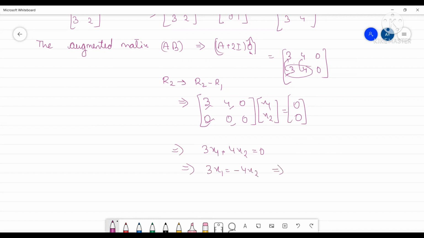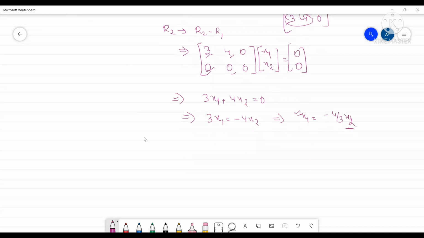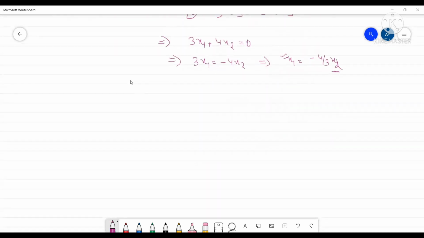From this one, what is x1? x1 is equals to minus 4 by 3 into x2. Okay, so now we got x1. Put that x1 aside, and now see, we got x1 and x2 is a free variable. So you have to say that x2 is a free variable, right?